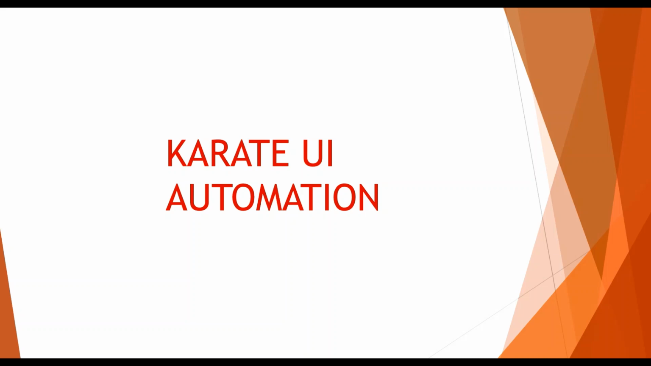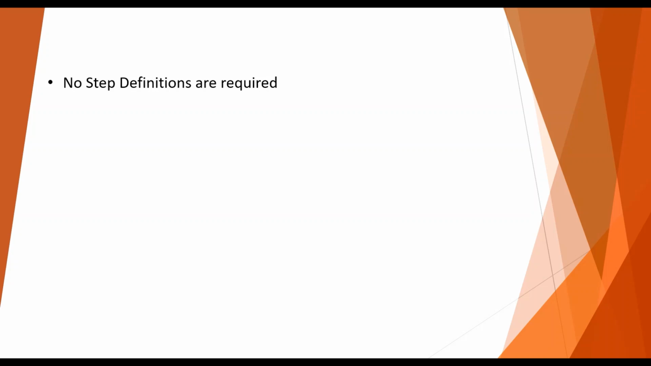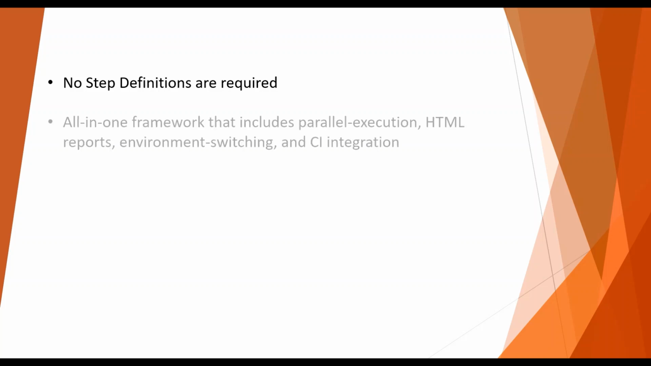As you know, when we make use of Karate for API automation, we write only feature files, right? No step definitions required in Java or any other programming language. That's the most common feature in the Karate automation framework, and the biggest benefit of using the Karate tool. Likewise, for UI automation as well, we don't need any step definitions. We have to write only the feature files. And let's see some other features of Karate UI.